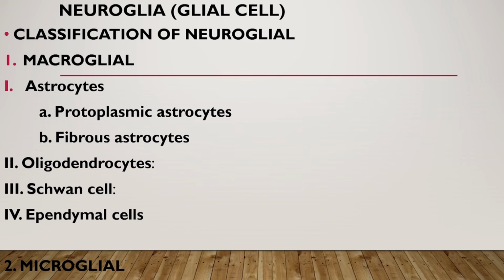Then the second division of the neuroglia is the microglia, and they are responsible for immune response in the CNS. They monitor the environment for signs of injury or infection. They also remove dead cells and debris. They are responsible for removing dead cells and debris.